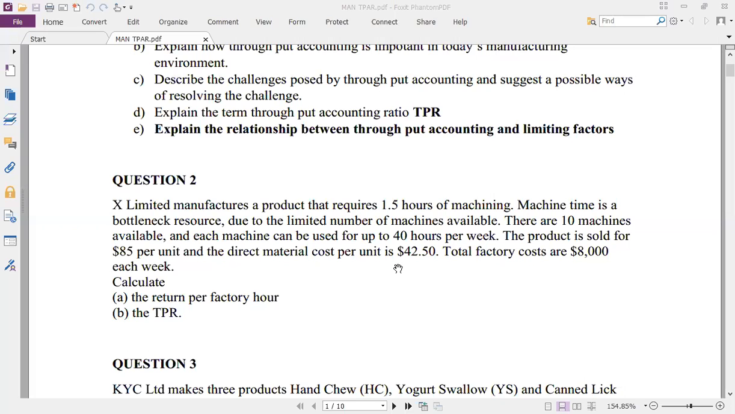40. Good. Now, the product is sold for 85 cedis per unit, and then direct material cost is what? 42.5. Total factory cost is 8,000 each week. Calculate the return per factory hour. So first of all, what's the throughput? You have to calculate the throughput. That is what? Sales 85 minus what? 42.5.